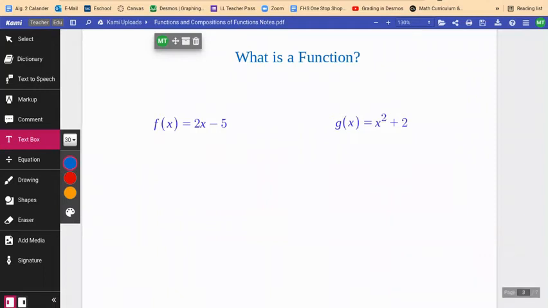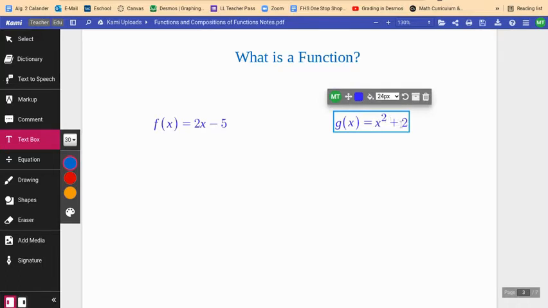Okay, today we're going to talk about functions and function compositions. And so we need to understand what a function is. Okay, so a function is nothing more than an equation. So I have two equations here. I have 2x minus 5, and then over here on the right, I have x squared plus 2.